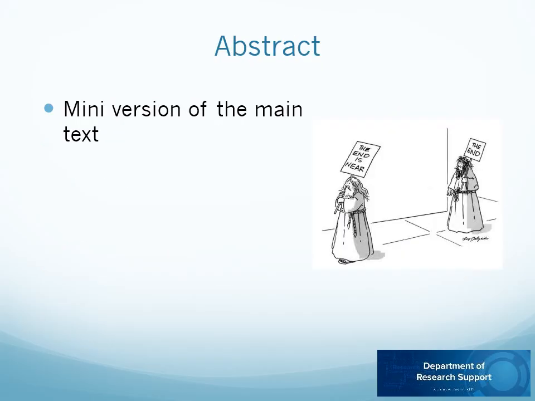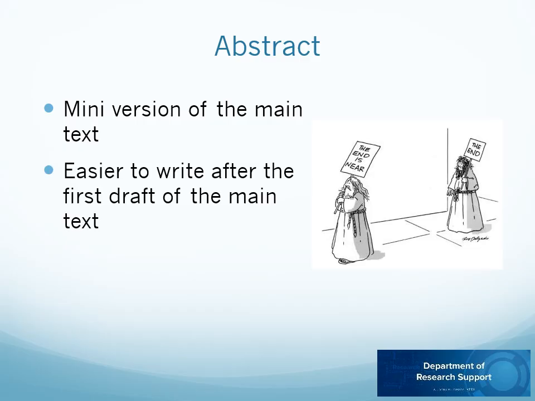Another main section of a journal article is the abstract. The abstract is a mini version of the overall article. Think of it like a snapshot of your study. Since the abstract is placed at the beginning of a published journal article, you might be wondering why we're talking about it last.